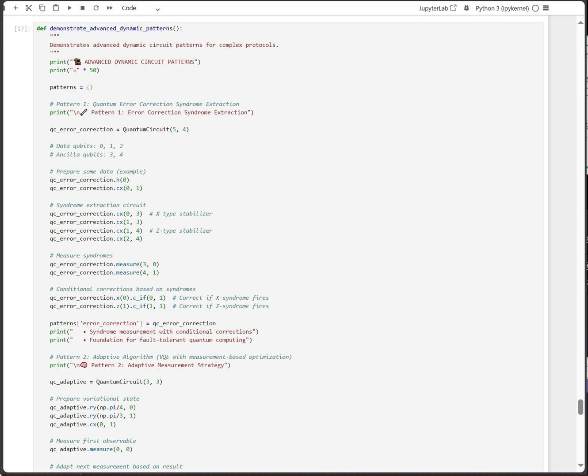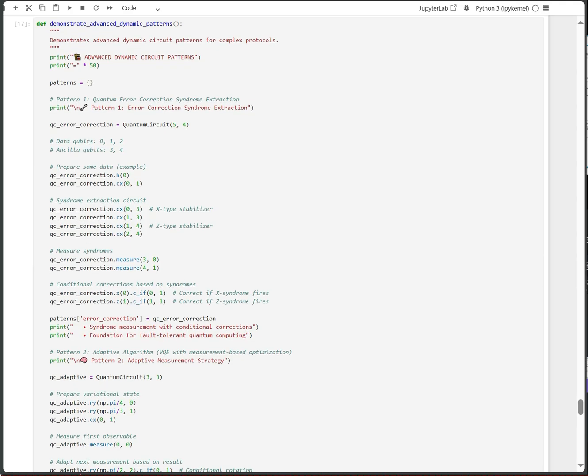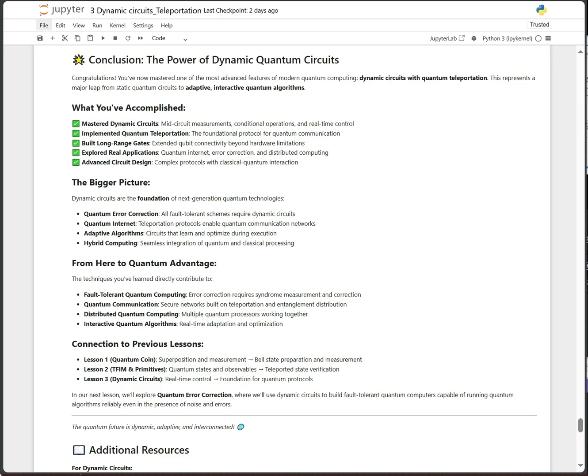Here I just leave and demonstrate an advanced dynamic pattern. You can check it, it's well commented. And thank you for paying attention to this one. I tried to do this one a bit faster because the main idea of the protocol is just the dynamic circuit measuring in the middle. So with that detail, it's just what we have seen already, but with extra interpretation.